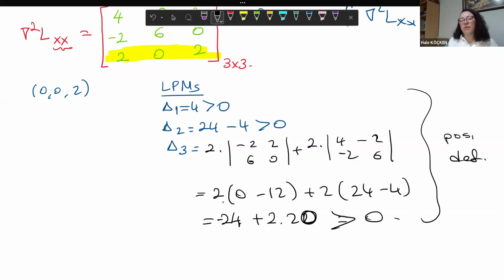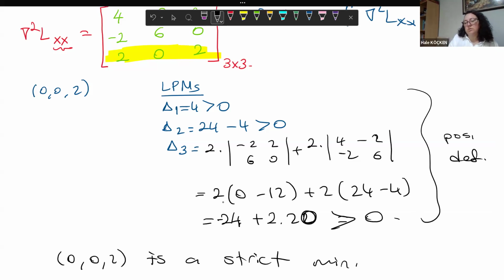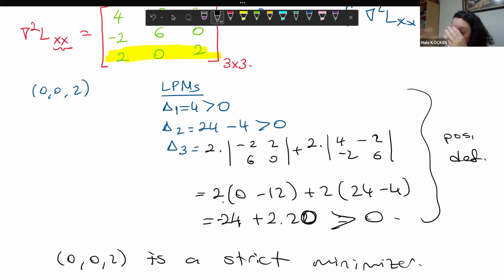Okay, it's positive. If it is positive, my candidate point 0, 0, 2 is a strict local minimizer. Anyway, do you have any question?